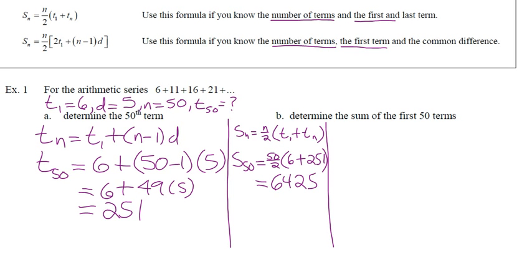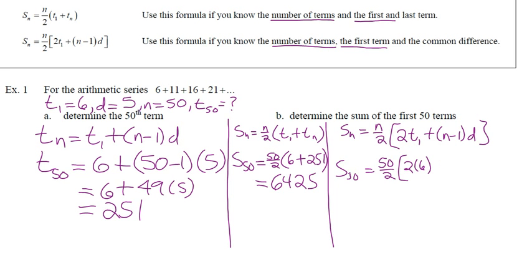Now the way we could have done this without doing part A, right, is to say, okay, so S sub n is n over 2, 2t1 plus n minus 1 times d. Okay, I want S50. It's 50 over 2. I know the first term, right? Just pretend this isn't here. I know the first term, so it's 2 times 6 plus, I'm finding the sum of 50 terms, so it's 50 minus 1 times 5. Okay, and that's in a set of square brackets, right? So this will be 25 times.